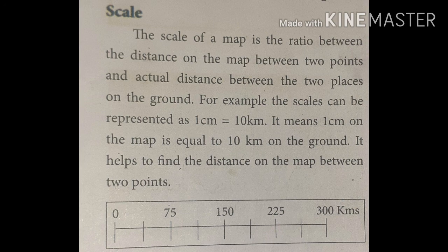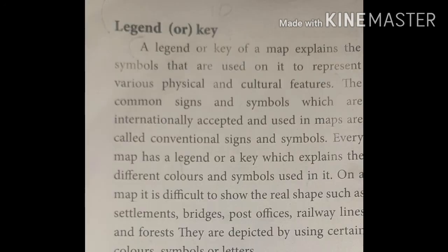Next we are going to see about legend or key. A legend or key of a map explains the symbols that are used on it to represent various physical and cultural features. The common signs and symbols which are internationally accepted and used in maps are called conventional signs and symbols. A sign is a widely used symbol on a map. It represents features of the ground.